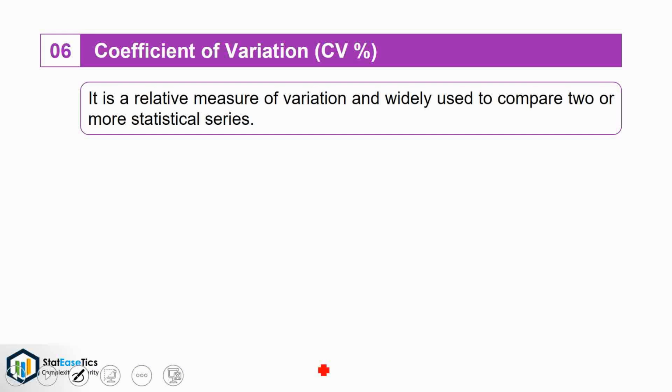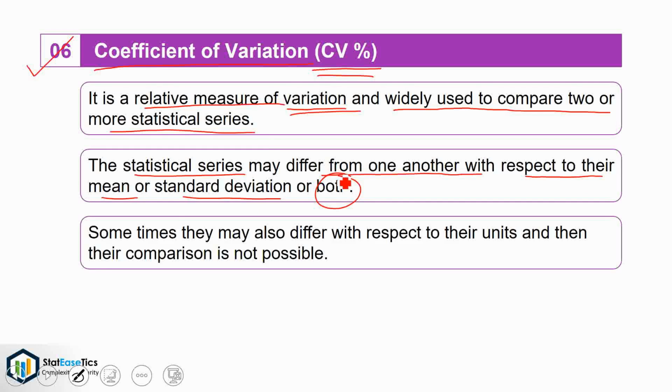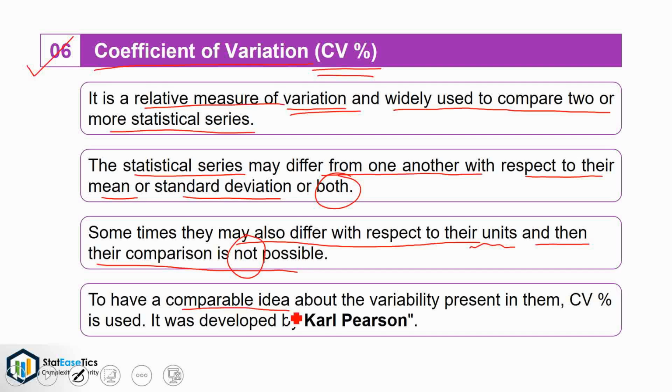Now let's see the sixth measure of dispersion, that is coefficient of variation, CV%. It is a relative measure of variation and widely used to compare two or more statistical series. The statistical series may differ from one another with respect to their mean or standard deviation or both. Sometimes they may also differ with respect to their units, and then their comparison is not possible. To have a comparable idea about the variability present in them, CV% is used. It was developed by Karl Pearson.